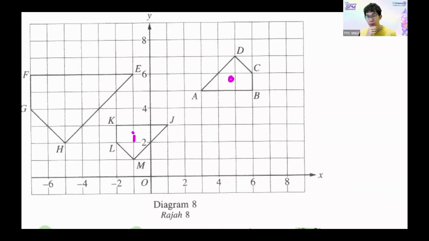Yeah, reflection or rotation. Reflection means pantulan. Rotation means putaran, of course. So in this situation, which one is it? Let me see.